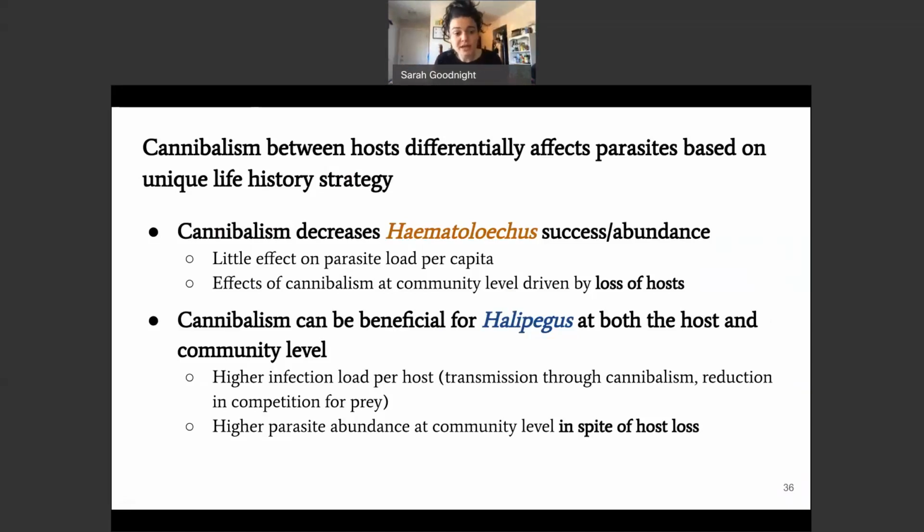Also, there was higher parasite abundance in total at the community level for Halopagus when I had my high cannibalism treatments, in spite of host loss. So even though there were fewer hosts surviving in my high cannibalism tanks, I still had a higher number of parasites total across those nymphs, which was a really interesting and super cool result for me to get.